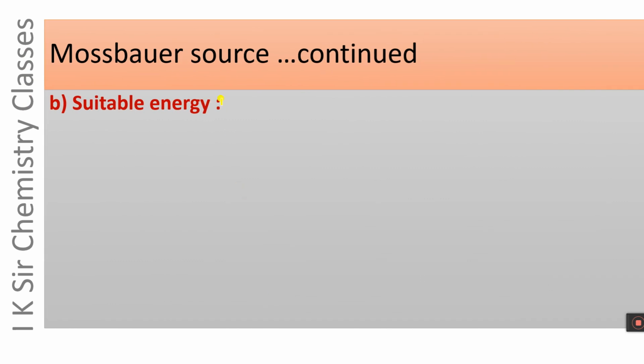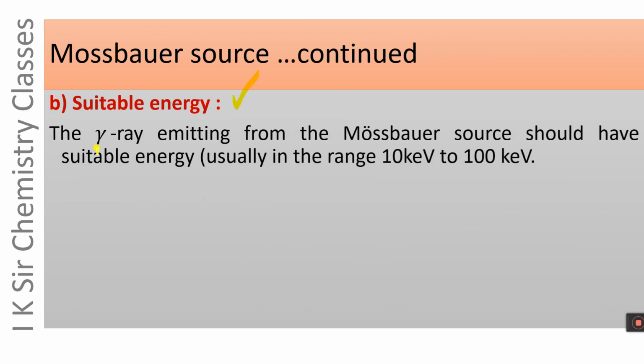And the second feature which must be possessed by the Mossbauer source is suitable energy. Gamma ray emitting from the Mossbauer source should have suitable energy, and it should usually be in the range 10 kilo electron volt to 100 kilo electron volt.